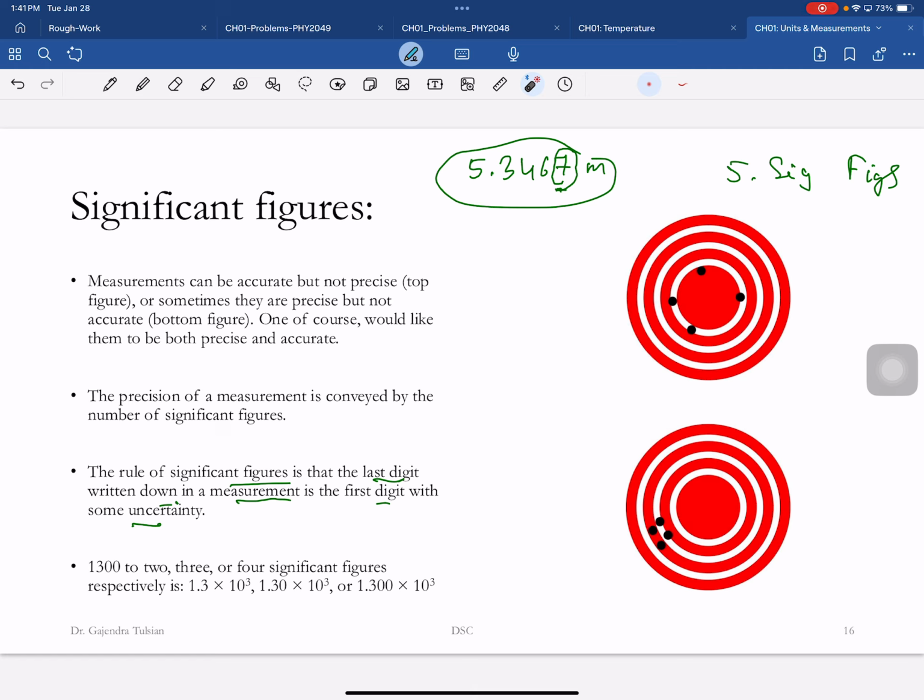Okay. All right, guys, so that covers the first chapter.